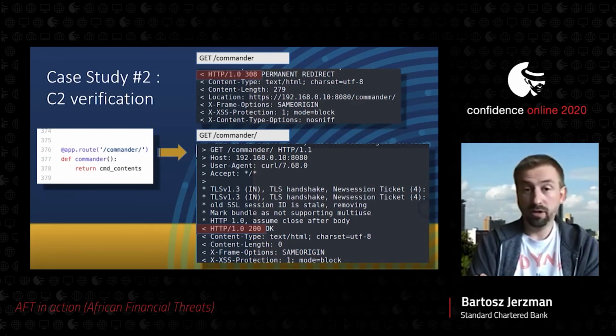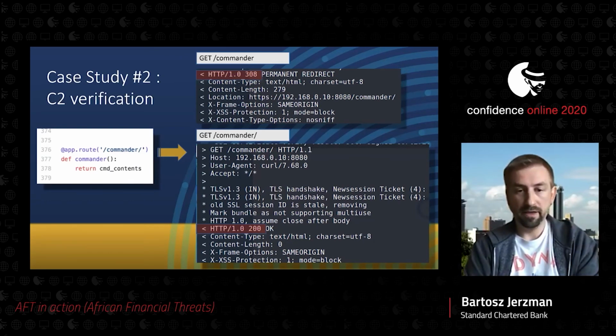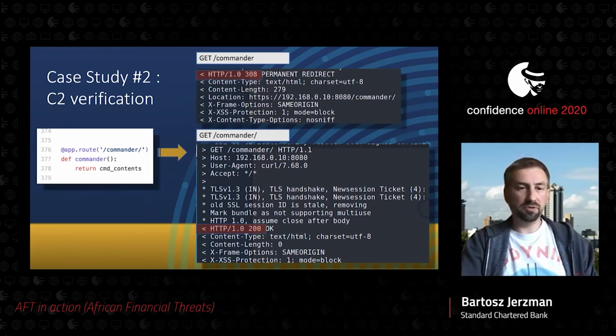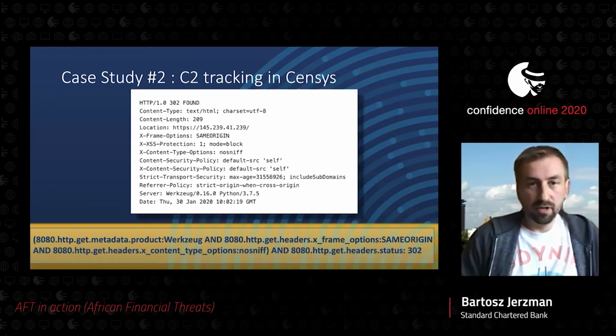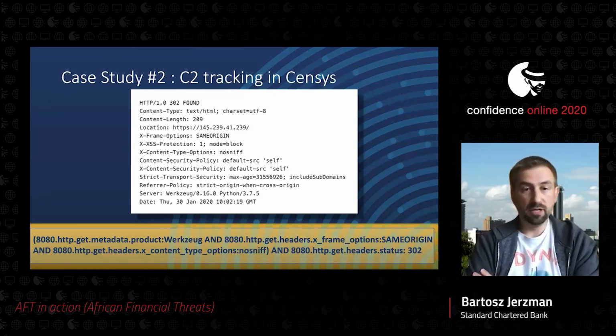And when you send the GET to commander with the slash at the end, you get the response 200, the normal positive response that there is such an asset. So this is something very unique to the Ehrshell server component. So what can we do to track this infrastructure? For example, in Censys, we could use such a search. We focus on the Werkzeug server, on specific headers like same origin with nosniff options, but we are looking for 302, so the redirects. This is also typical for Ehrshell.